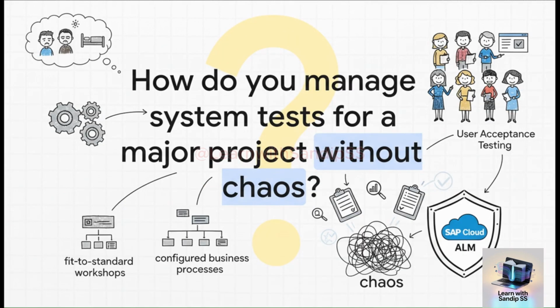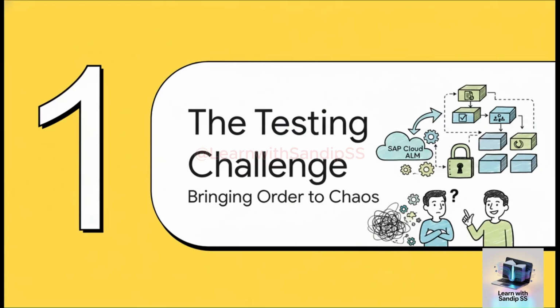So here's the big question, right? The one that probably keeps a few project managers up at night. You've done the workshops, you've configured the system, and now it's time for that super critical phase: user acceptance testing, or UAT. How on earth do you coordinate all those different testers and keep track of everything without the whole thing just imploding? And this is really where the challenge begins.